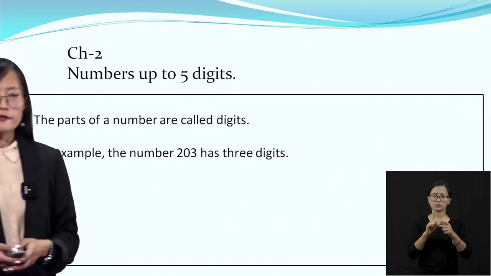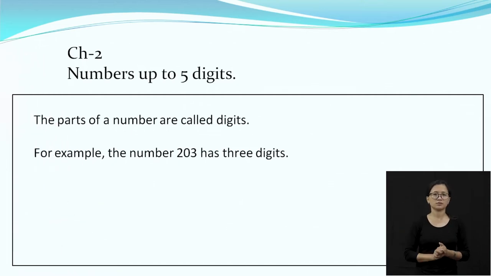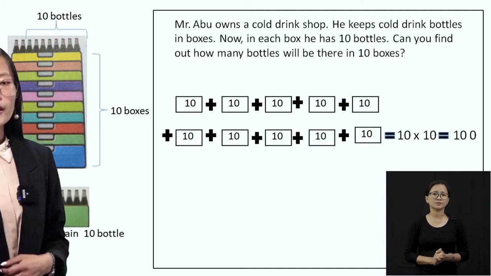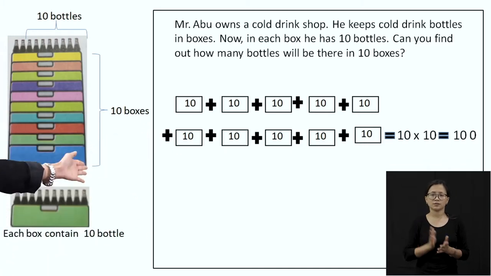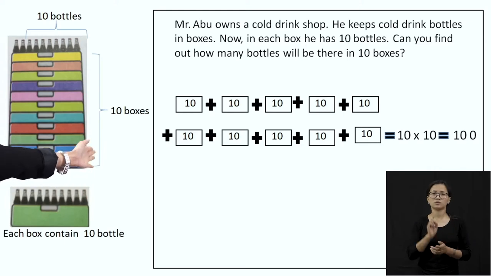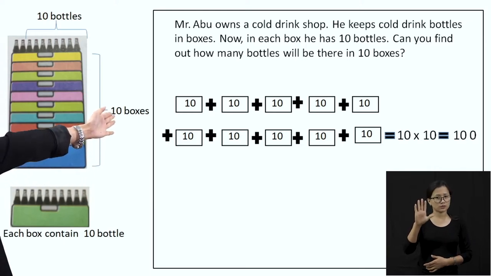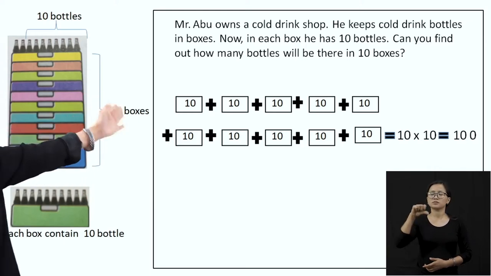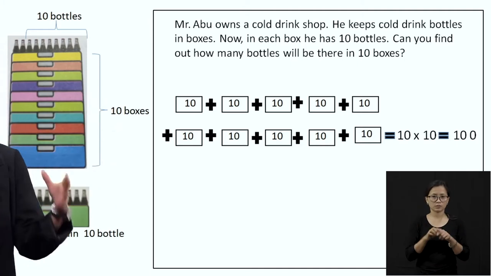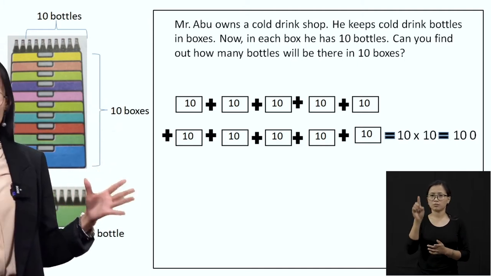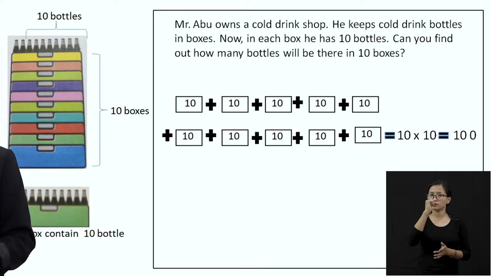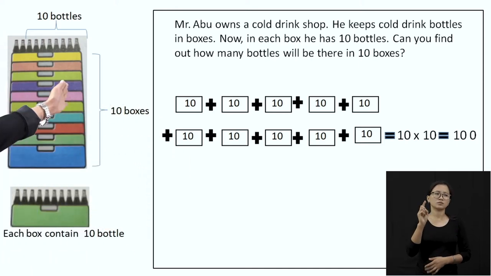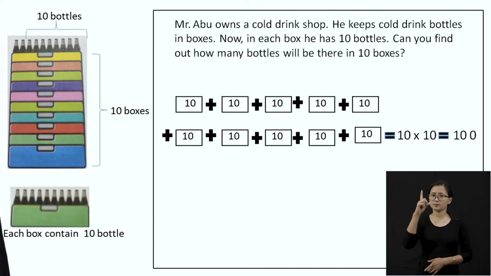Let's freshen up with one example. Here you can see there are 10 boxes. You may count the boxes: 1, 2, 3, 4, 5, 6, 7, 8, 9, and 10 boxes. In one box, there are 10 bottles of cold drinks. Again, you may count the bottles: 1, 2, 3, 4, 5, 6, 7, 8, 9, and 10.